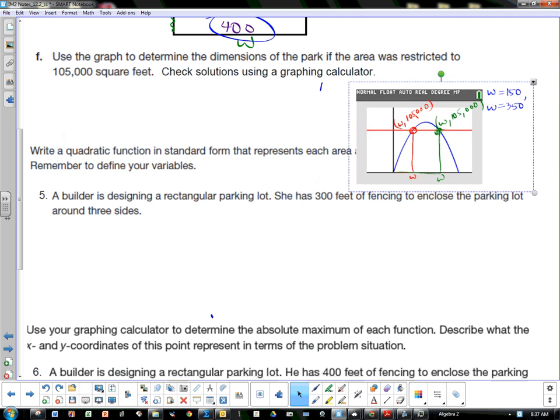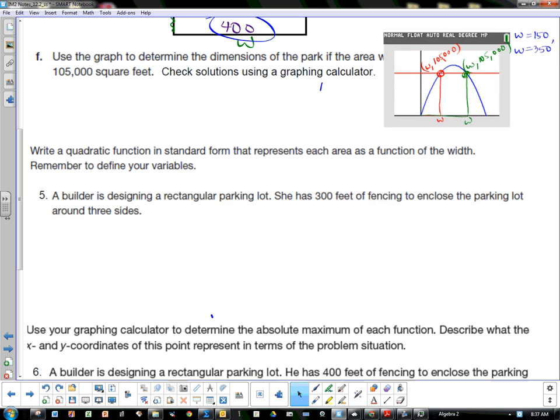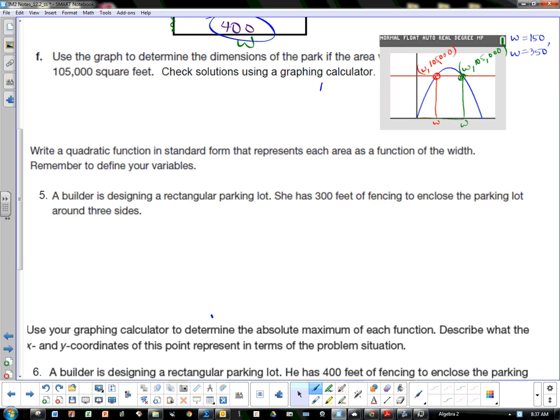All right. So let's shrink this down and come on over. Pull it out a little bit more. There we go. It says, write a quadratic function in standard form that represents each area as a function of the width. Remember to define your variables. Okay, that's a new problem, but I want to make sure that I show you up here these two options.